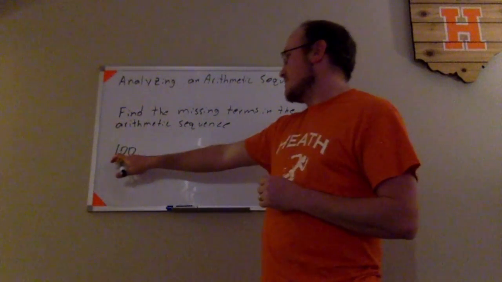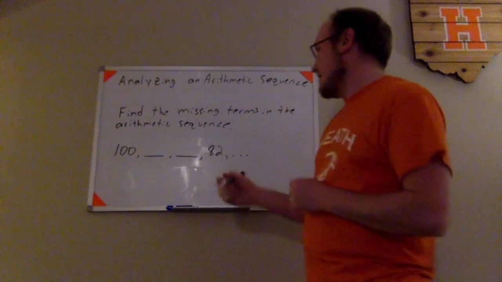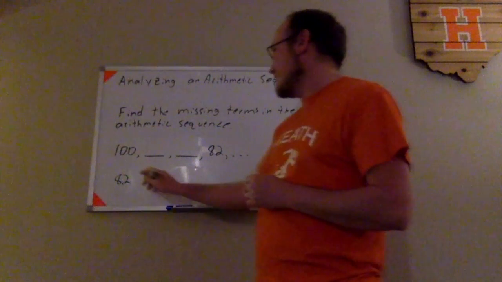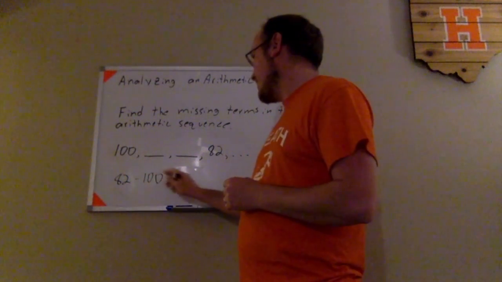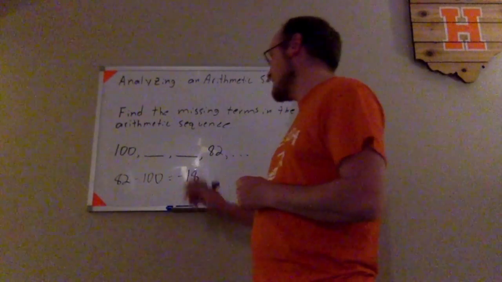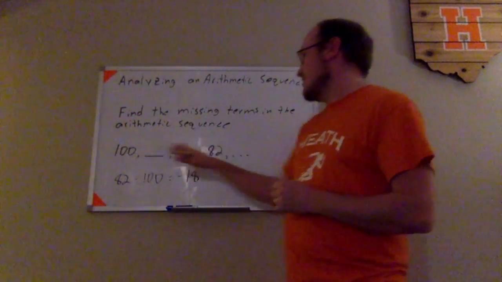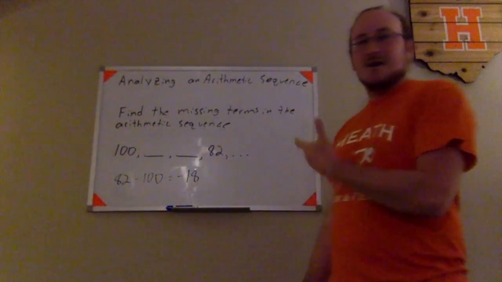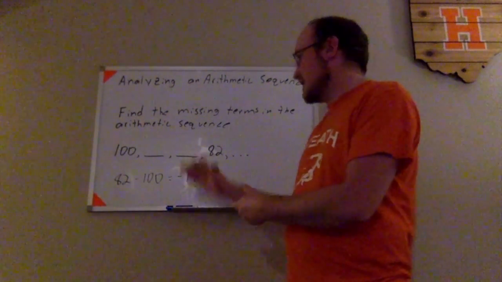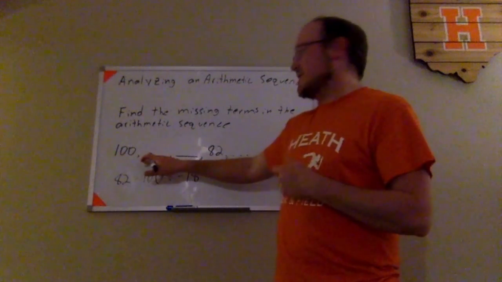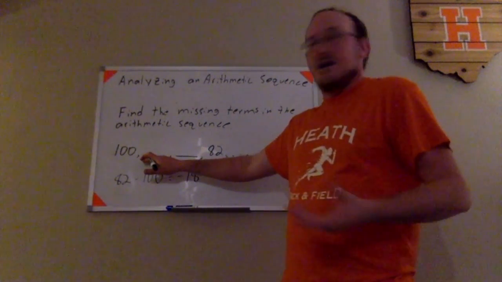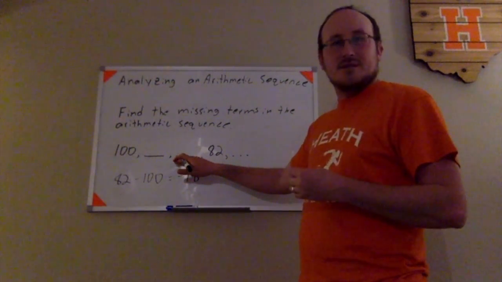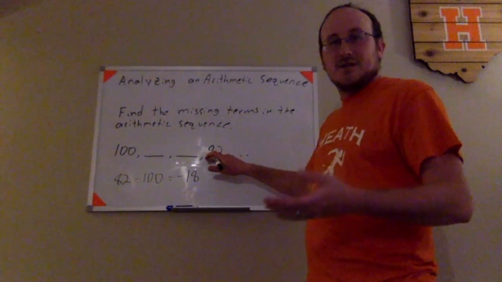So the difference between 100 and 82, I'm going to go ahead and find that by taking the second one that I know, the 82, and subtracting 100 from that, and I would get negative 18. So to get from 100 to 82, this has to decrease by 18. Now, how many times does it have to decrease to get there? Well, I have to go from 100, I have to decrease once to get to some unknown number. I have to decrease again to get to some unknown number, that's twice. And finally, I would have to decrease a third time to make it to 82.